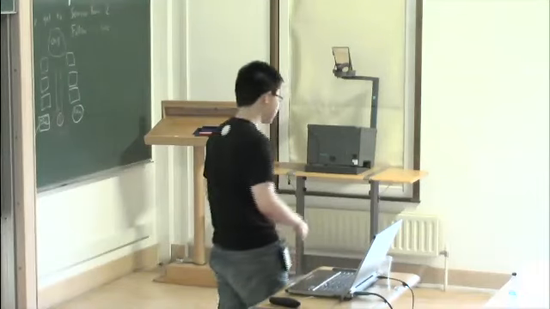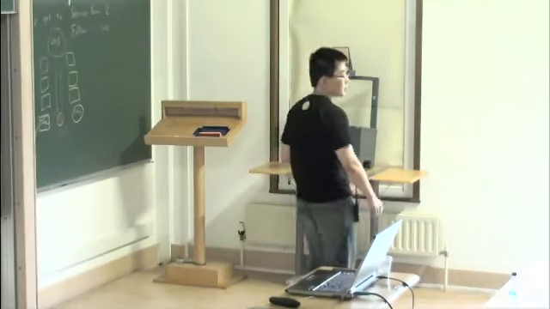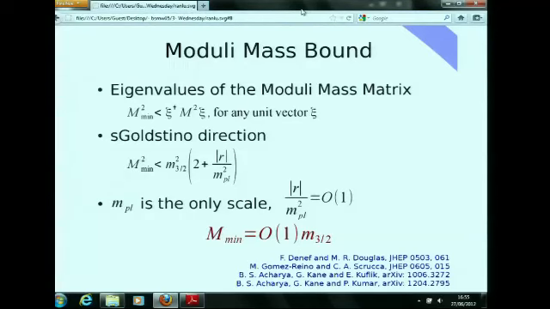So in string theory, the first clue we get is the moduli mass bound. Bobby already explained this in great detail. You basically write down the moduli mass matrix and pick a sgoldstino direction, and you can arrive at an inequality expression like this. And the useful information we can extract from this is that M3/2 should be order 1 of the lightest moduli. And this is information from string theory.